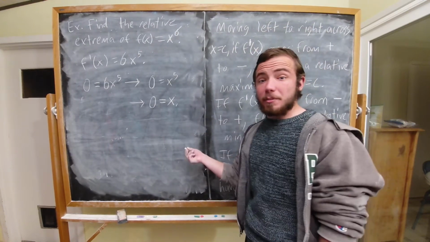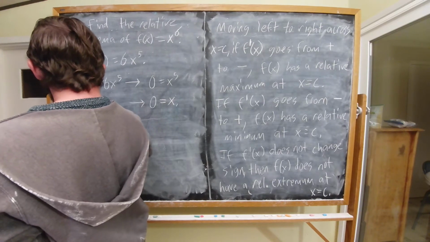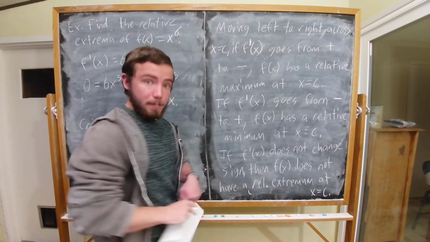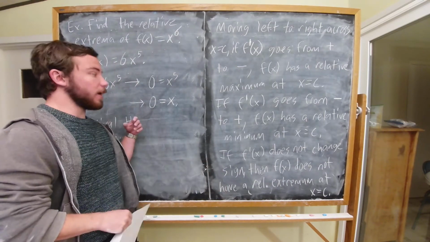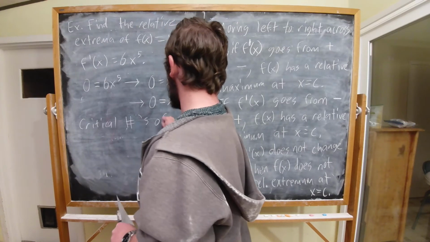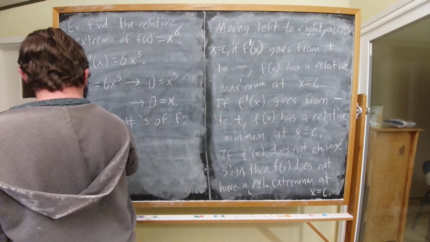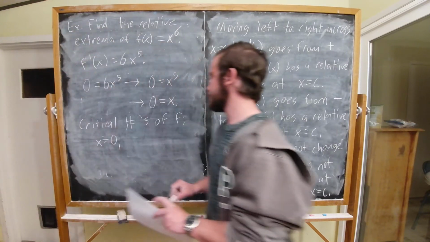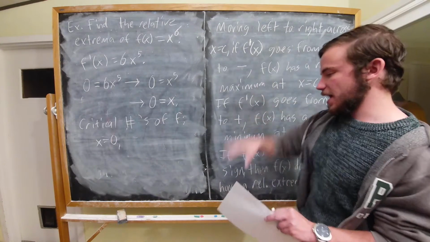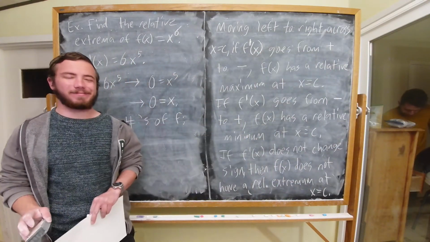So our critical numbers for f are candidates. Please note, not every critical number is a relative extremum, by this last condition. These are just our candidates. Our critical number of f is x equals 0. And that's it. Now we need to examine what happens to the left and to the right of it. So, make sure you have all that copied down.